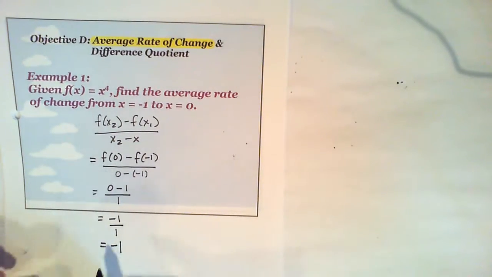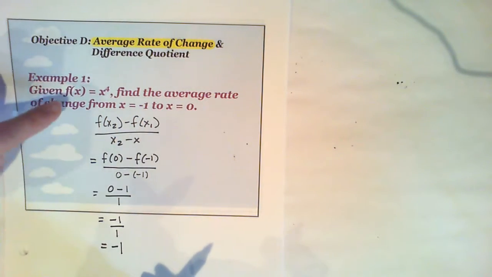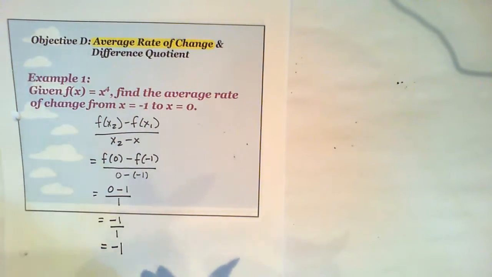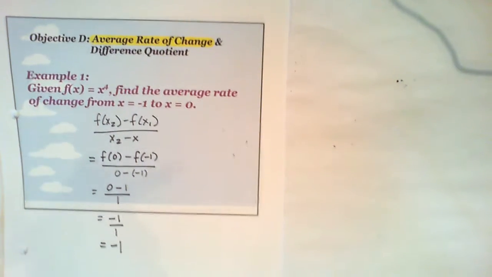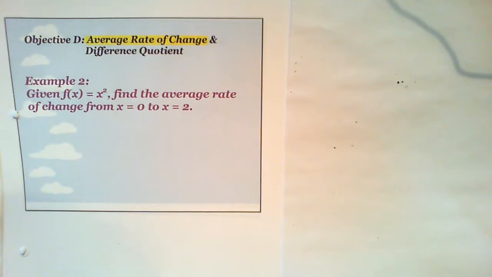So what does that mean? That means that my average rate of change on the interval from -1 to 0 for the function x to the fourth is -1. It decreased at a slope of -1. Just be careful, it doesn't mean that the slope of x to the fourth is -1, it just means the line between the interval. So the average change was -1. All right, let's get cranking here.